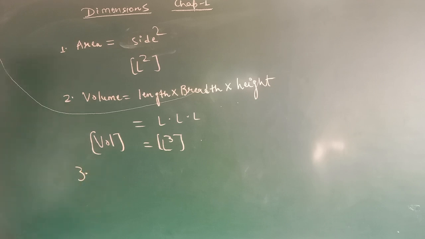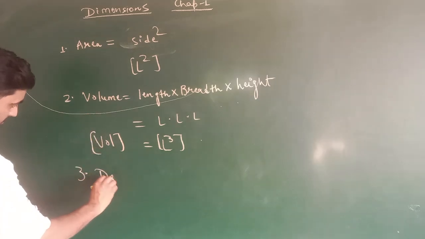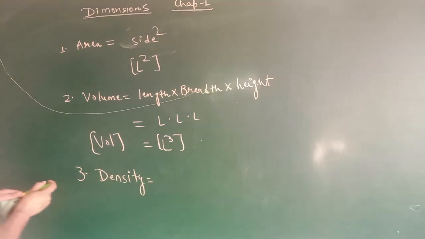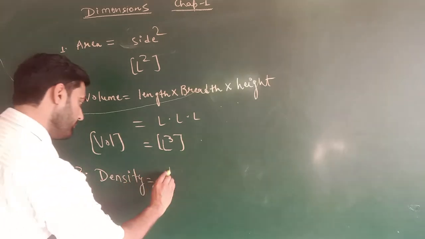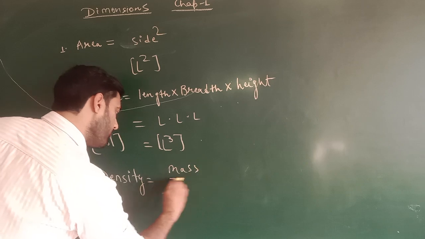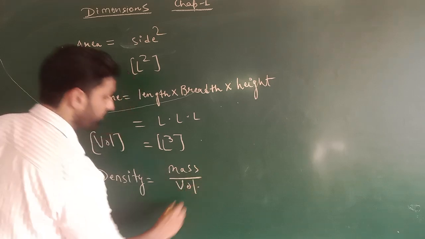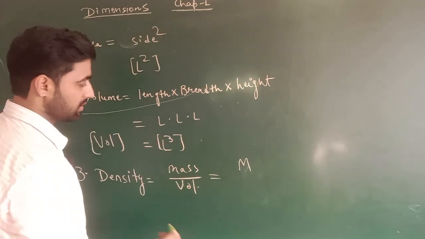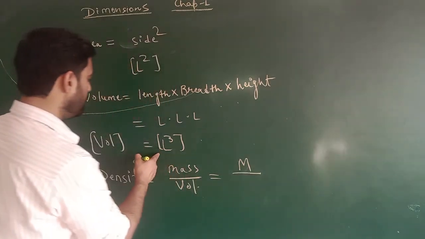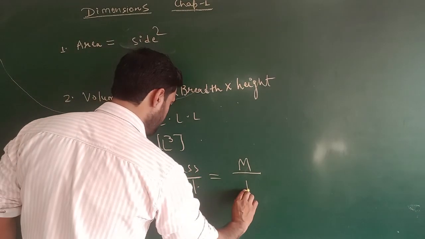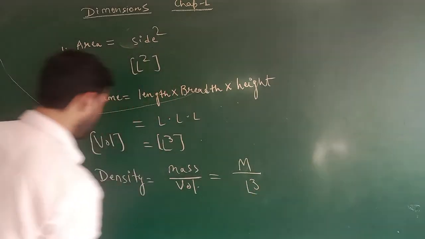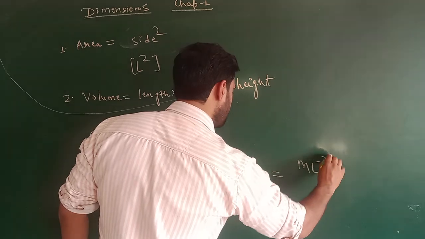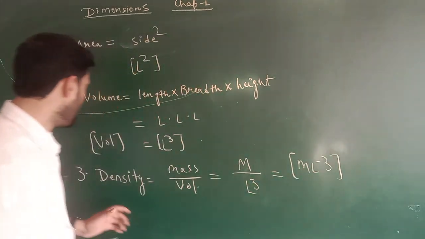Third is density. Density means mass upon volume. So the dimensional symbol of mass is M, and for volume we just calculated L cube. So the dimensional formula of density would be M L minus 3. This is the dimensional formula of density.